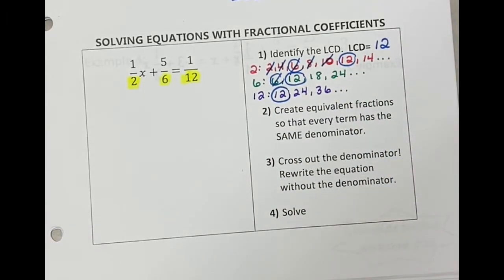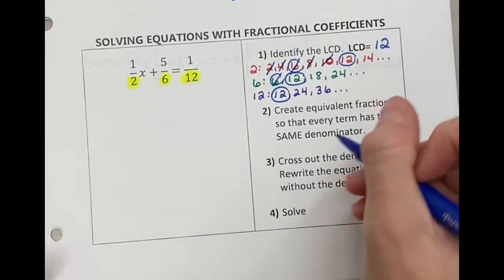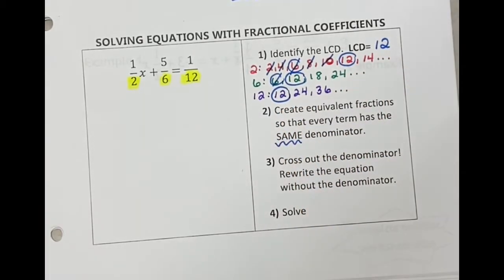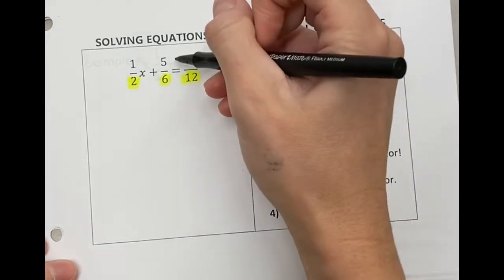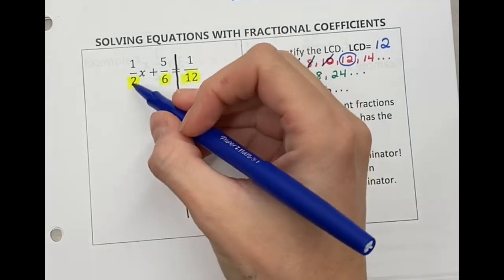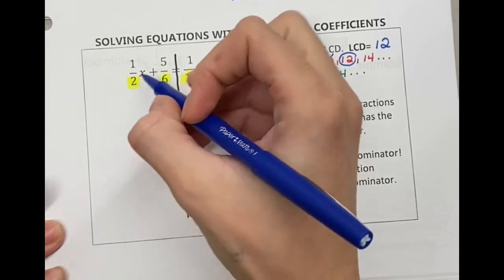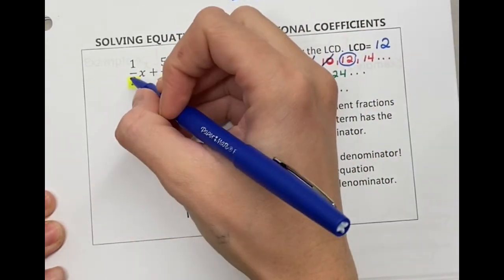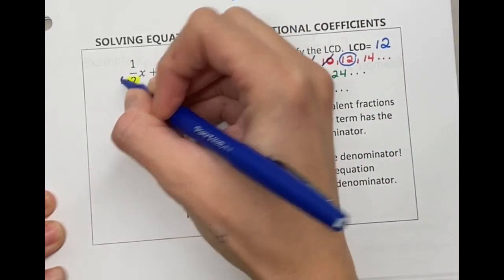So then we want to create equivalent fractions so that every term has the same denominator. So in order to do that, we need to get all of our denominators to be 12. So I need to figure out what I need to multiply to get all of my denominators to be 12. So here, what can I multiply 2 by to get a denominator of 12? 2 times what gives me 12? Well, we need to do 2 times 6.